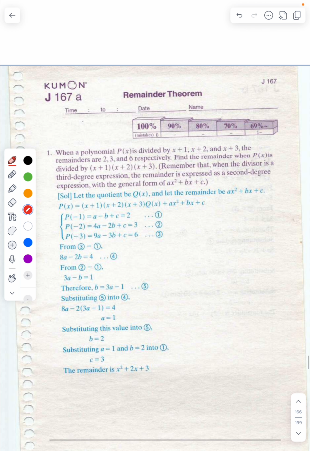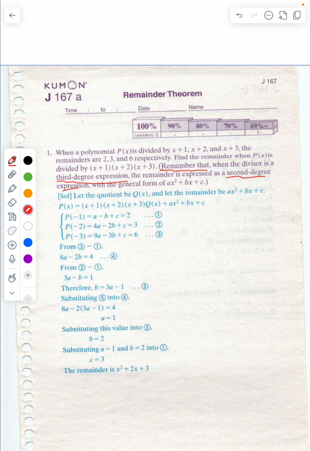167a. So one thing that I want to mention too is that there is something that the textbook actually didn't explain. It's called the degree rule in polynomial division. So what does the degree rule mean? Technically it is something over here. Remember that when the divisor is a third degree expression, the remainder is expressed as a second degree expression. And you might wonder why. Like, why is it like that? This is actually very strictly following the degree rule.